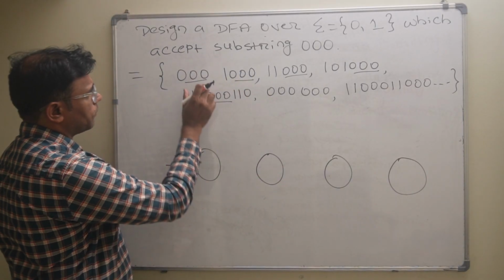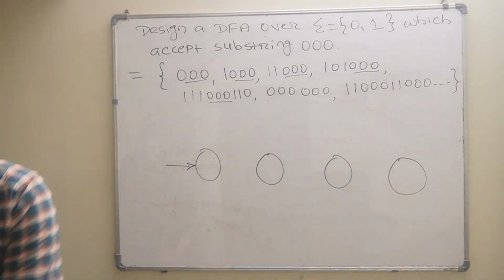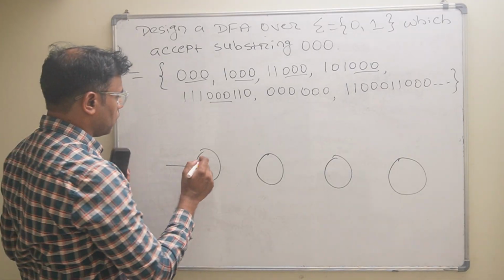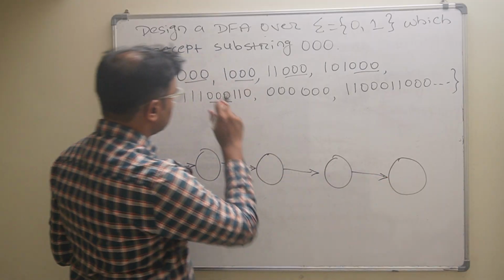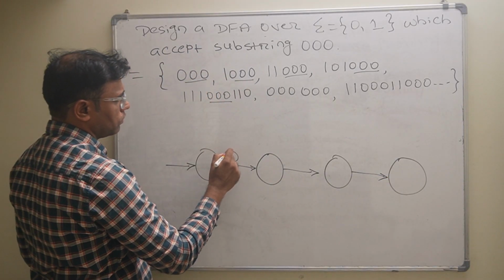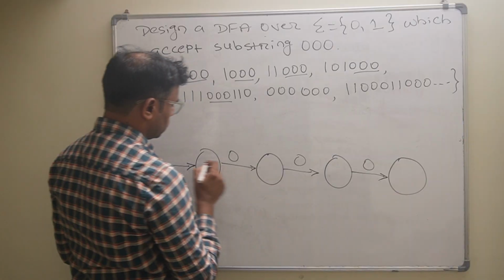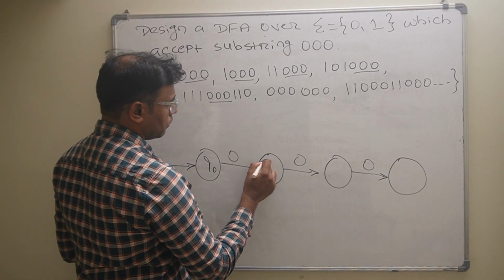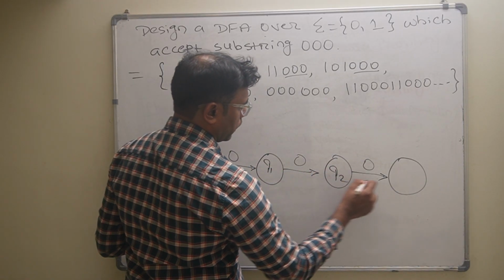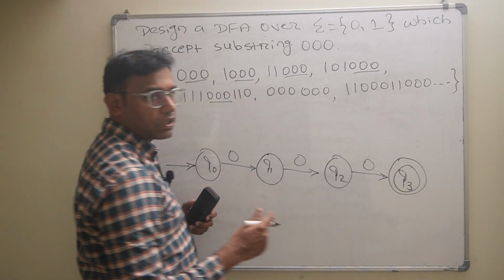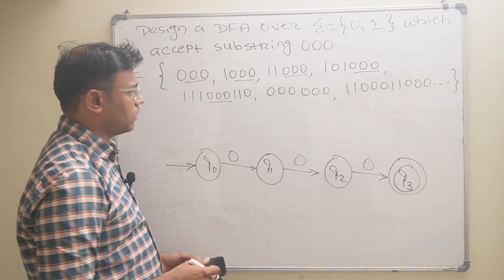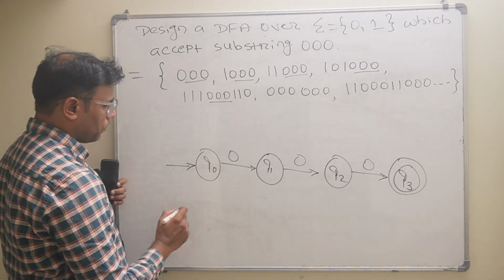So let us take the first string 0, 0, 0. I will label the states Q0, Q1, Q2 and Q3. So here Q3 is the final state. It may change, but as of now Q3 is the final state. Then the next string will be 100.